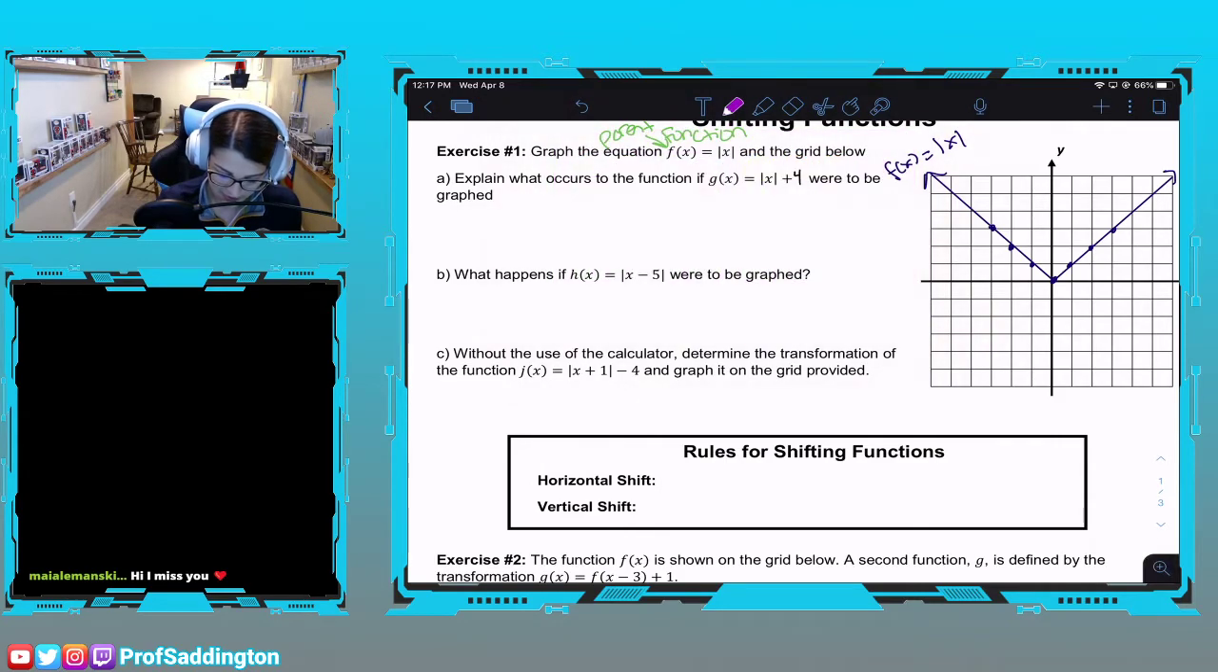So let's graph g of x on the same grid. You can look at your table of values, but all it's saying is take those values and add 4 to them. So it's really shifting up 4. 1, 2, 3, 4. And it's not changing the width. It's just sliding it up. There we go. So this is our g of x, x plus 4.